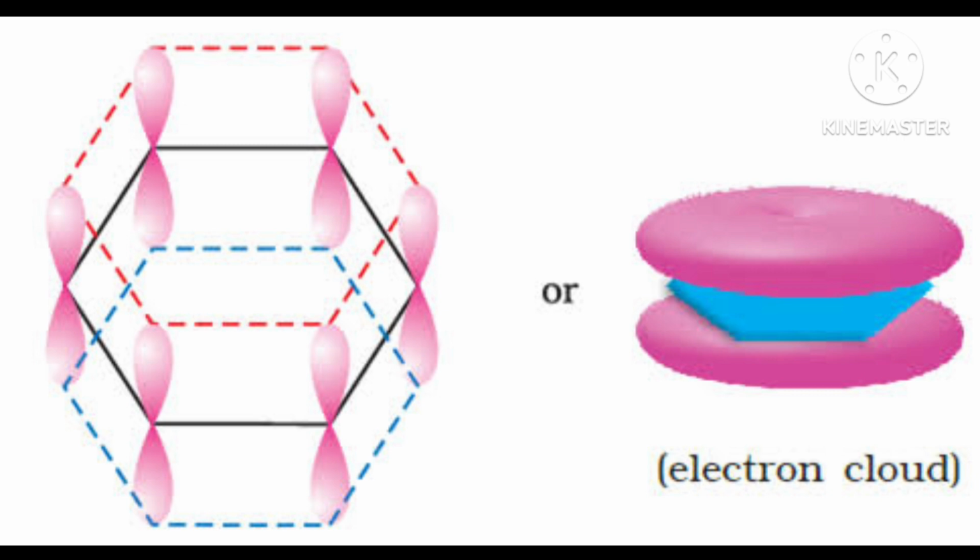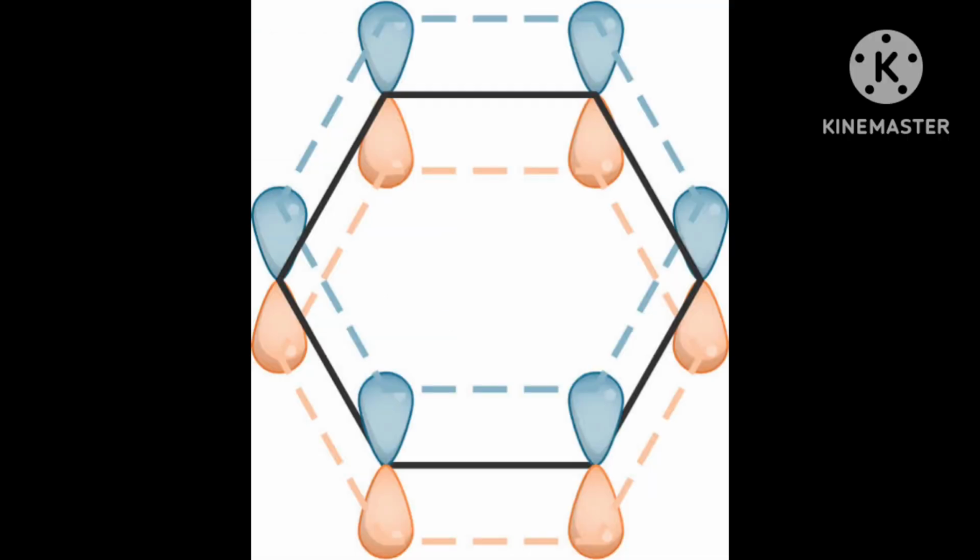All these 6 C-C sigma bonds are in the hexagonal plane. That means a 6-membered ring is formed. These six carbon sigma bonds are in ring form. That's why it is called hexagonal.